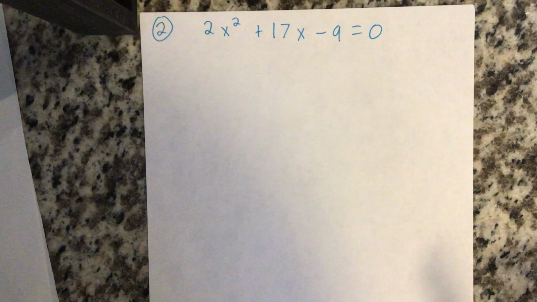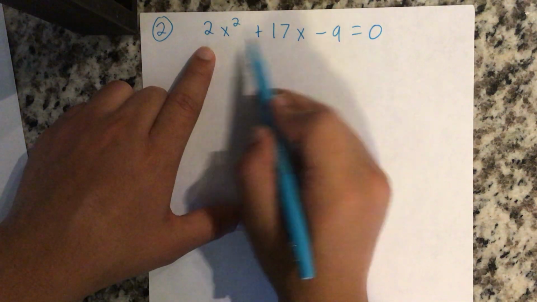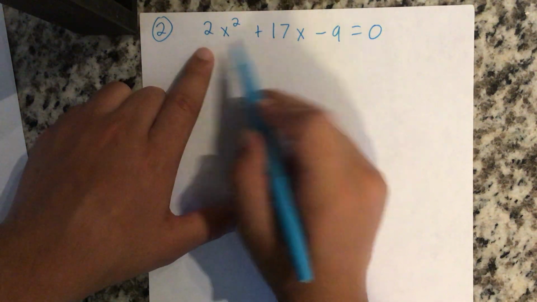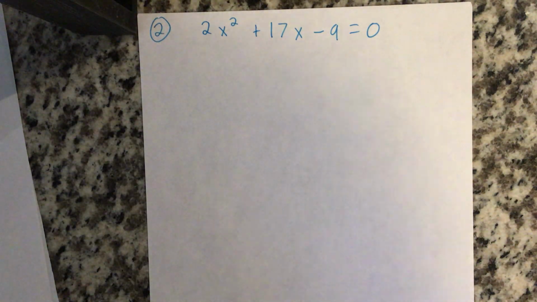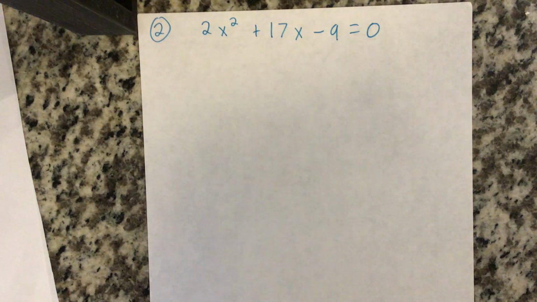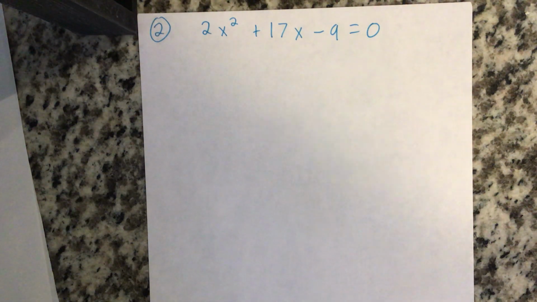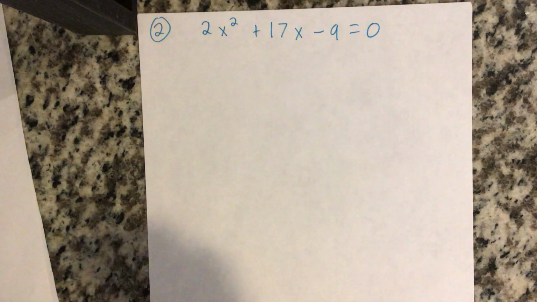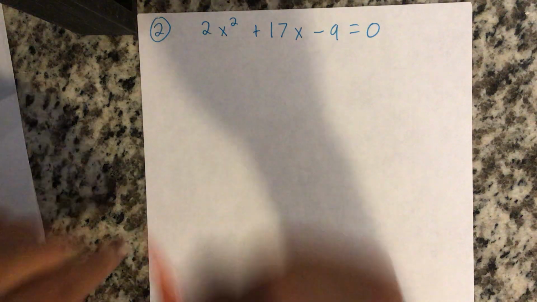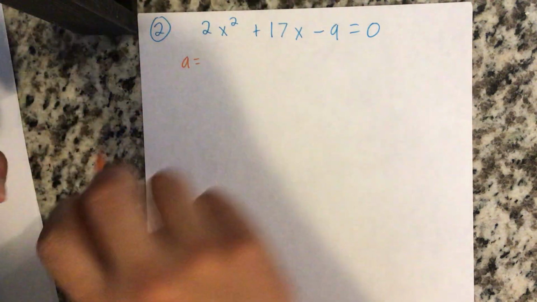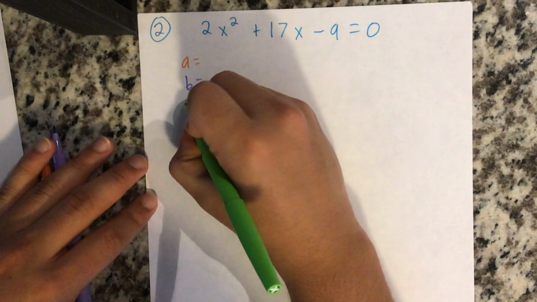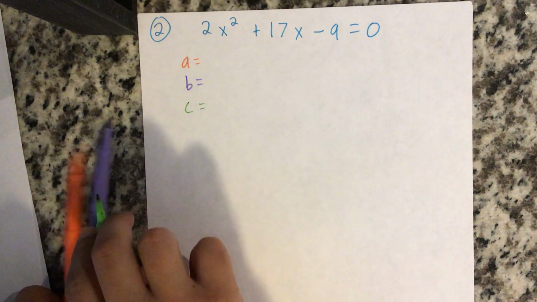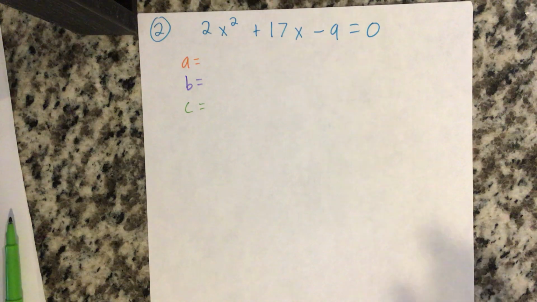So, right off the bat, it's in standard form. We have x squared and x and a constant, they're in order, and it equals 0. So, since all of that checks out, we're good to start solving, to factor and then solve. So, first things first, A, B, and C. Okay, so this should be easy by now, hopefully.